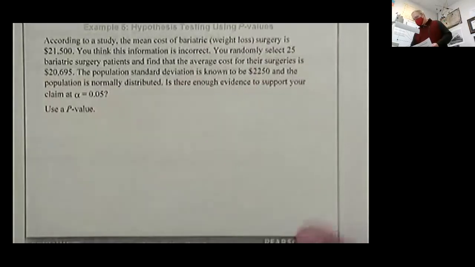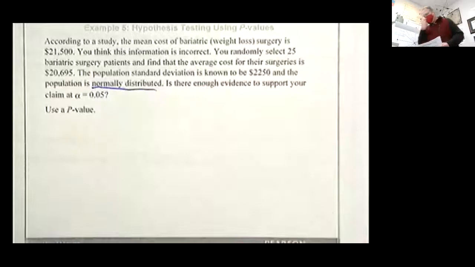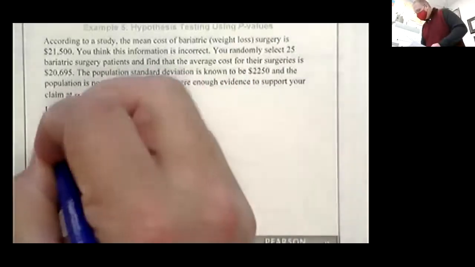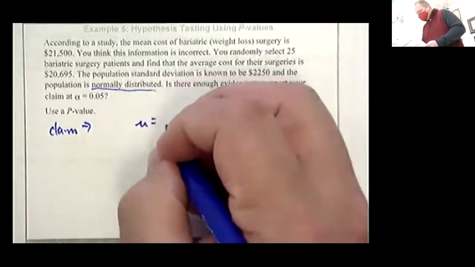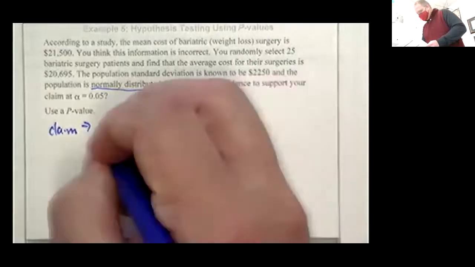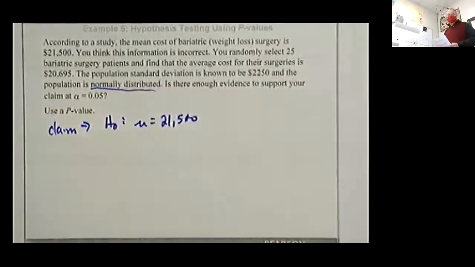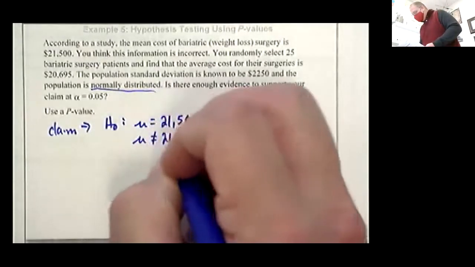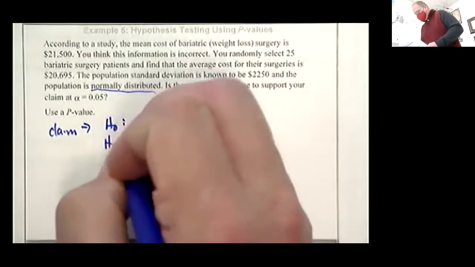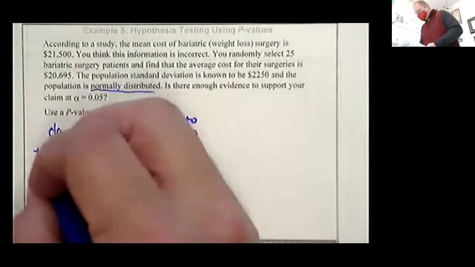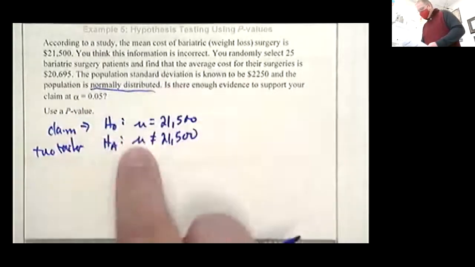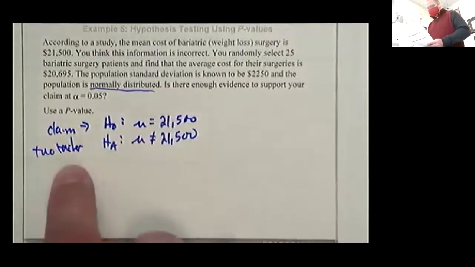So first we want to look at, because this is under 25, and so it is normally distributed, so that counts for our central limit there. So we can go ahead and do this. So here's our claim. We're claiming that the mean cost, the average cost is 21,500. So that's an equal sign, which means that is the null hypothesis. The opposite of that is it is not equal to 21,500. That's the alternative hypothesis. Therefore, we're going to do a two-tailed test because the alternative determines our type of test. Not equal is a two-tailed.